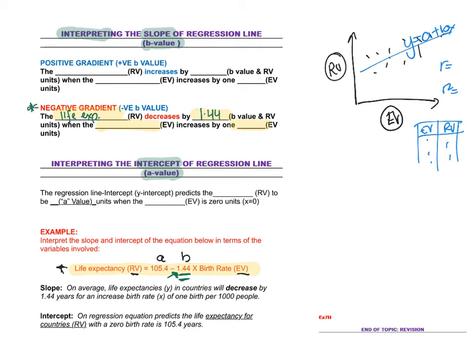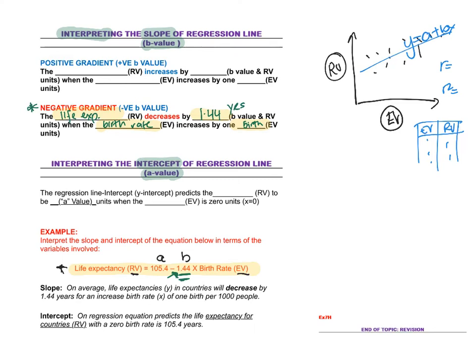Now, what would life expectancy be measured in? So you write years, yeah? So it decreases by 1.44 years when, what's the EV? The birth rate increases by, and what's birth rate? Maybe one baby, yeah? One birth, doesn't matter. Okay? So that's what you need to do. Can you see how you just have to fill in the template? And that's what you do.